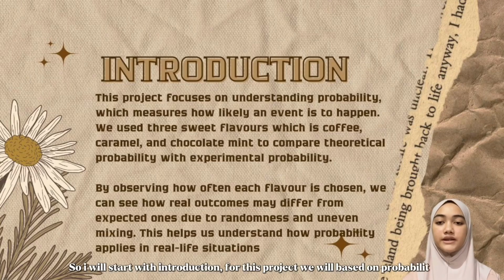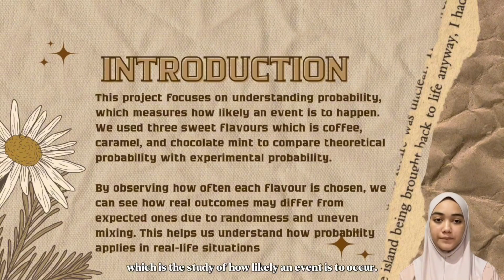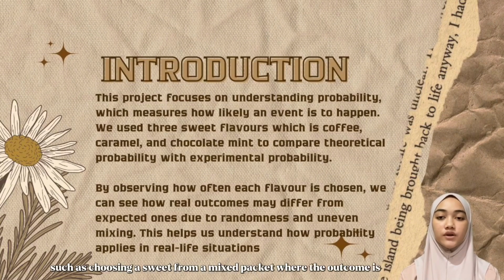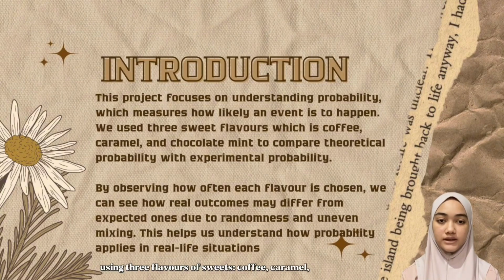So, I will start with the introduction. For this project, we will base on probability, which is the study of how likely an event is to occur. Probability helps us understand and measure uncertainty in real-life situations, such as choosing a sweet from a mixed packet where the outcome is unpredictable. In this project, we explore the differences between the theoretical probability and experimental probability using three flavors of sweets, which is coffee, caramel, and chocolate mint.